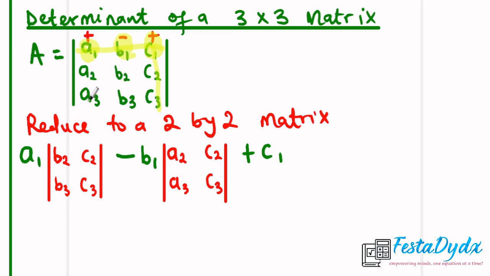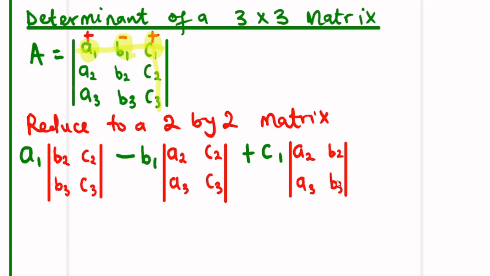which is A2, B2, A3, B3. Now let's multiply that: A2, B2, A3, B3. Good. So we've been able to form 2 by 2 matrices from this 3 by 3 matrix.